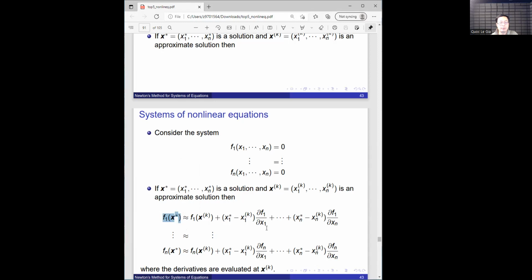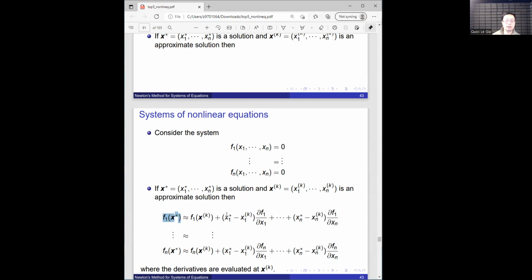I got this one from the Taylor expansion, right? And then what is this value? What is f1 of x star? Zero, yes, because it is a solution. So f1 has to be equal to zero, and fn of x star has to be equal to zero. Now let me rewrite this one in terms of vector and matrix multiplication notation.